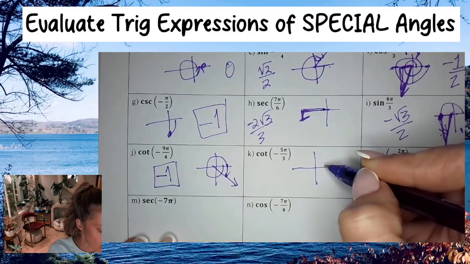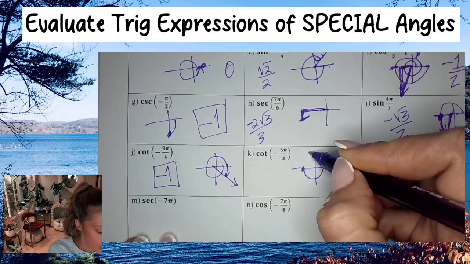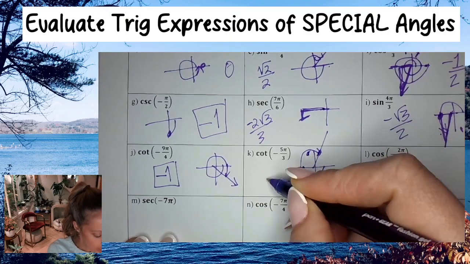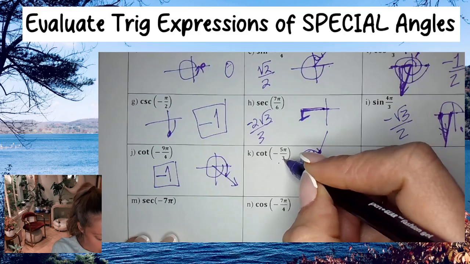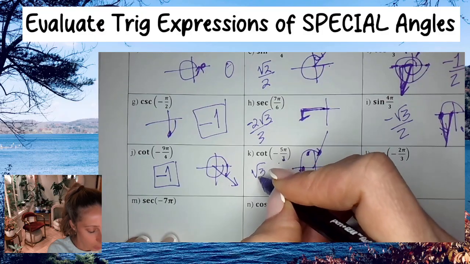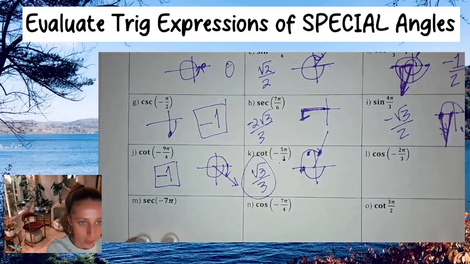Cotangent of negative 5 pi over 3. Negative 3 pi over 3, negative 4 pi over 3, negative 5 pi over 3, tall and skinny like a tree. It's over here. Cotangent. The tan of anything over 3 is root 3. That means the cotangent of anything over 3 is root 3 over 3. We're in quadrant 1, so it's positive.